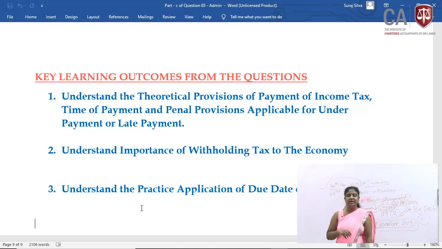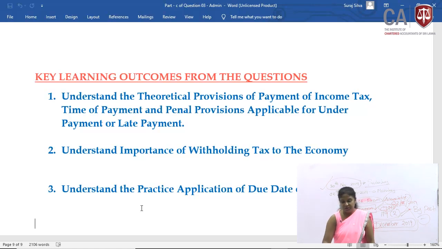Secondly, understand the importance of withholding tax to the economy. Under sections 83, 84 and 85, we discussed how, withholding tax being a source of payment, the government can collect the income very quickly by applying the withholding tax provisions.